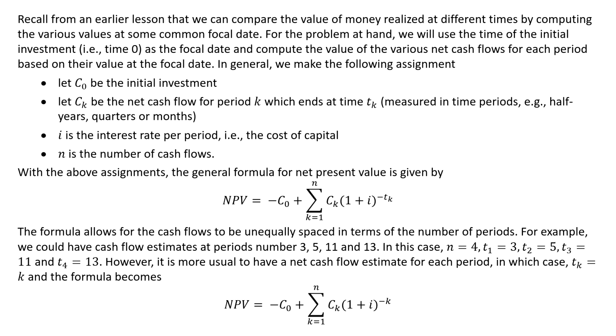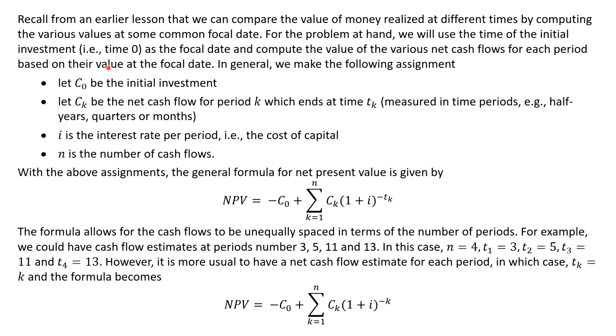Recall from an earlier lesson that we can compute the value of money realized at different times by computing the various values at some focal date. For our problem concerning capital budgeting, we will use the time of the initial investment, i.e. time zero, as the focal date and compute the values of the various net cash flows, so not the in and outflows, but just the net, for each period based on their value at the focal date.